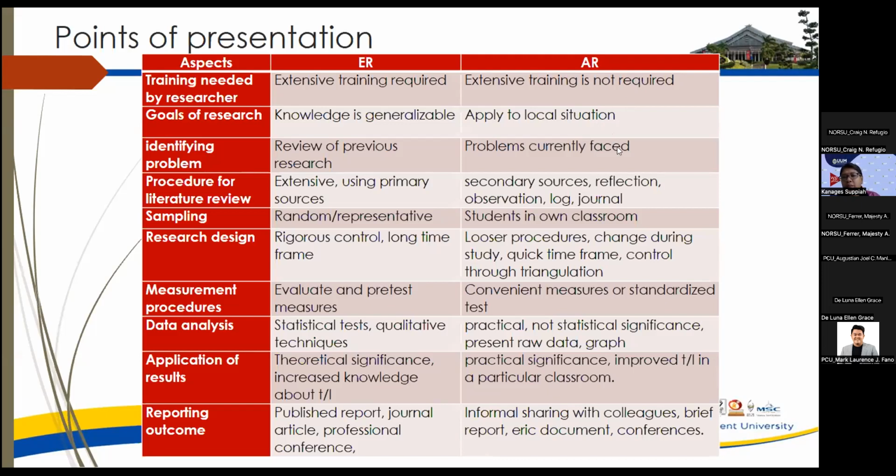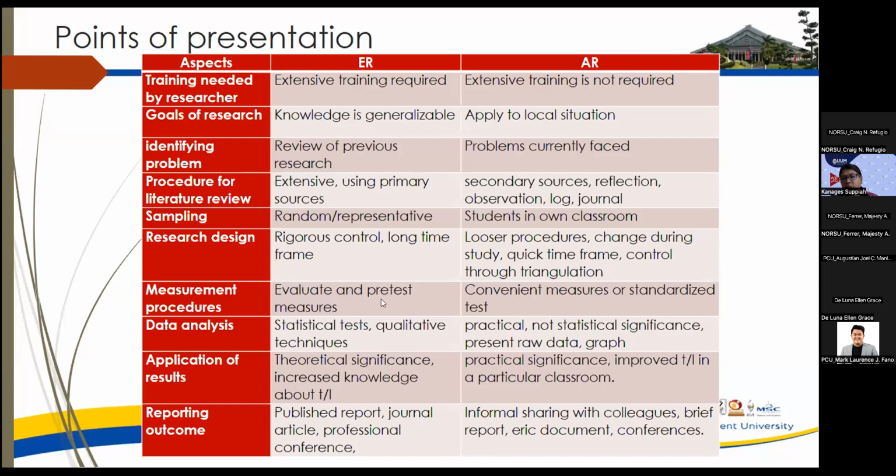AR problems are currently being faced in the classroom. ER uses extensively primary resources. For AR, it can be secondary sources, reflection, observation, log, journal, student feedback, teacher feedback. Sampling is random, students in our own classroom. Research design: ER has a long time frame, AR has looser procedures, changes during studies, and a quick time frame. And we control the validity of the research through triangulation.